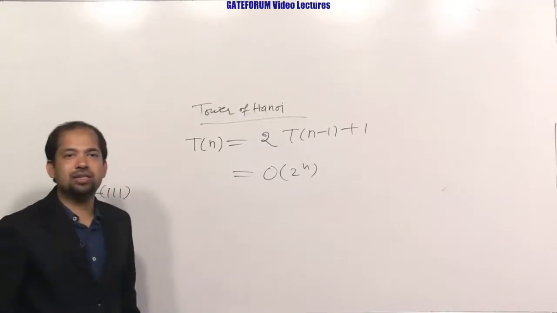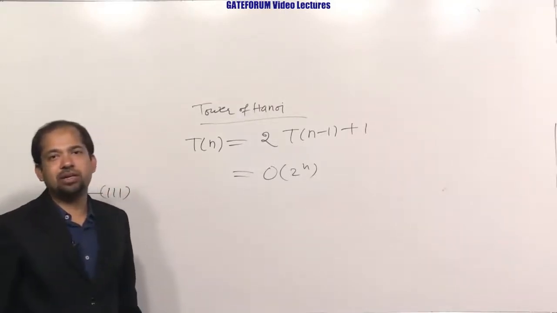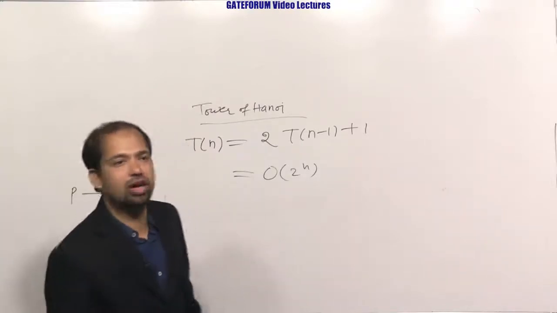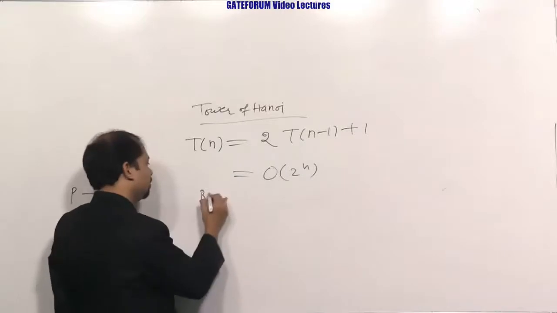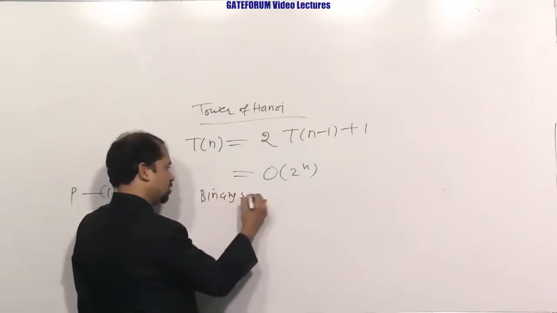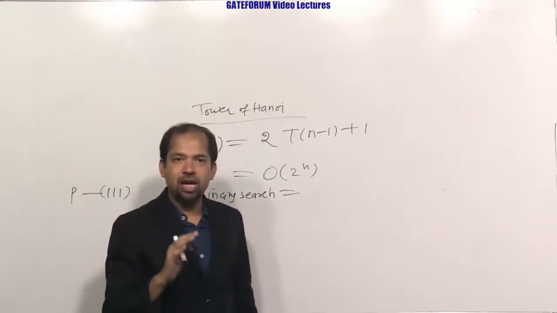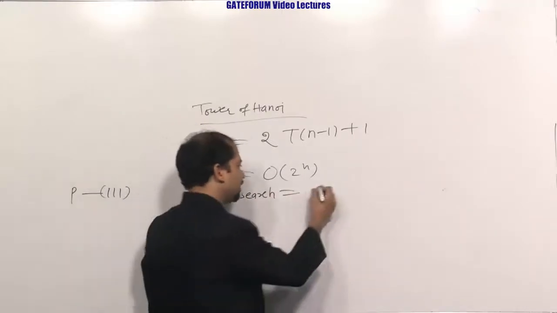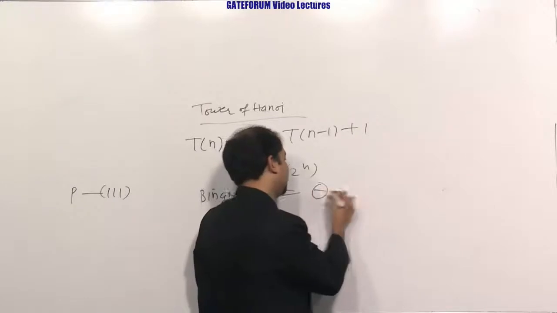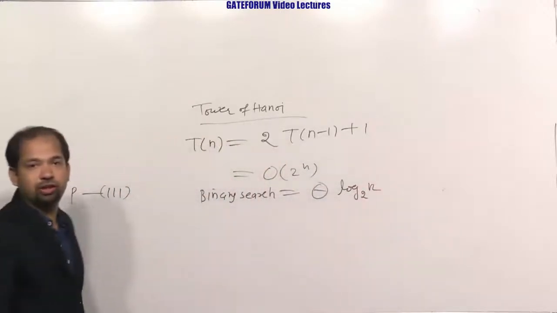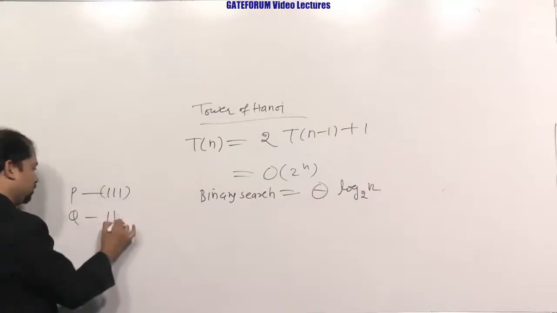Now binary search, given n sorted elements. If we have to do binary search on n sorted elements, it will take order of log n time. So this is an easy question. The worst case time complexity of binary search, which is only applicable if we have elements in sorted order, is order of theta log n. So Q will be 4.